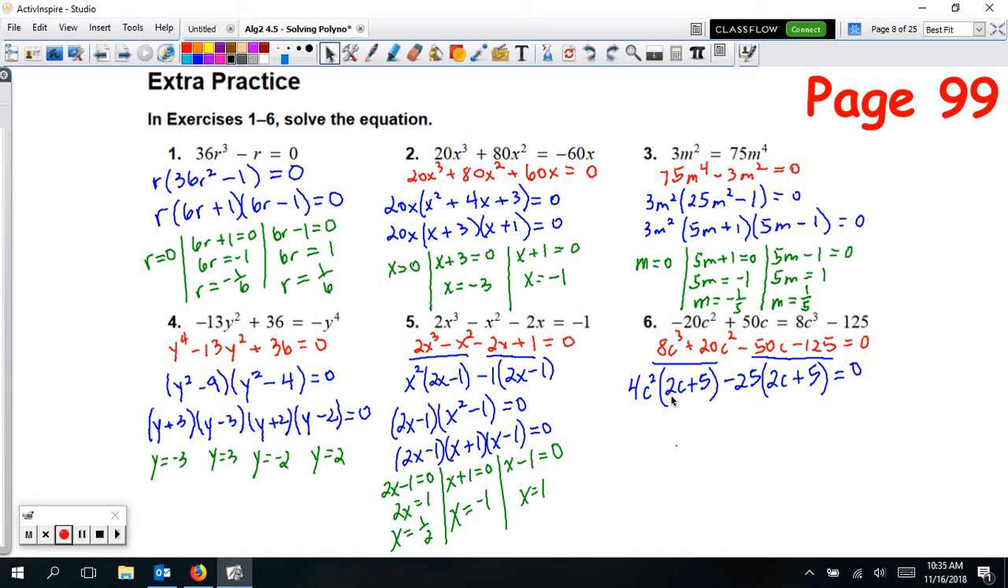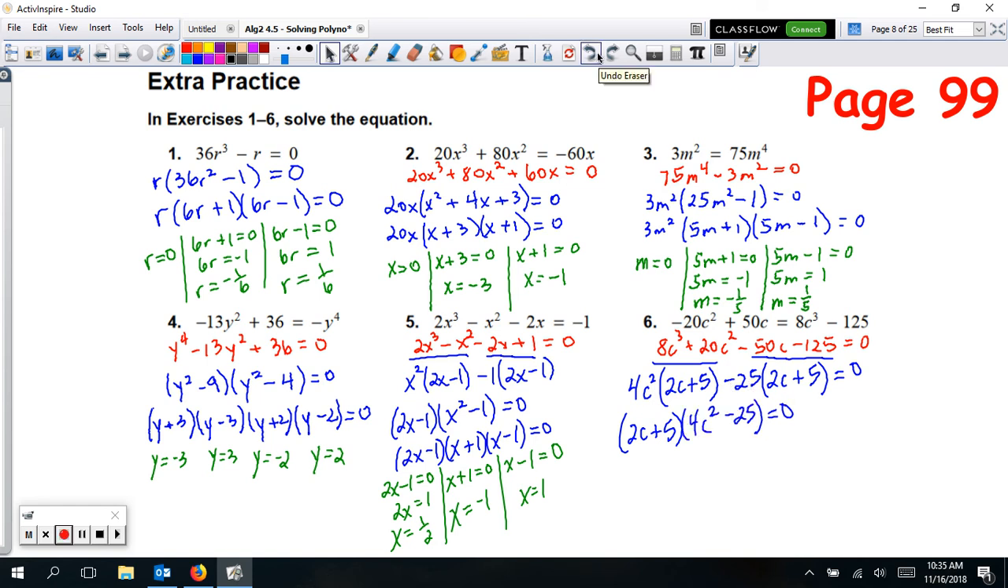So now the binomials are matching. That tells you grouping is working. And that is going to be one of the binomials for the answer, or for the factor here. So 2c plus 5 is a factor of this 4-term polynomial. The other factor is 4c squared minus 25.